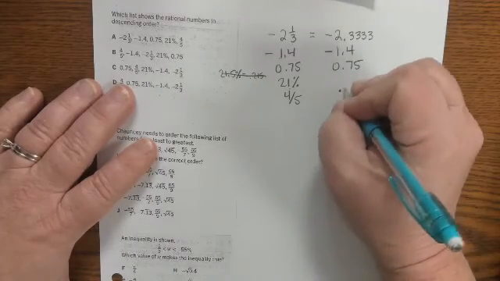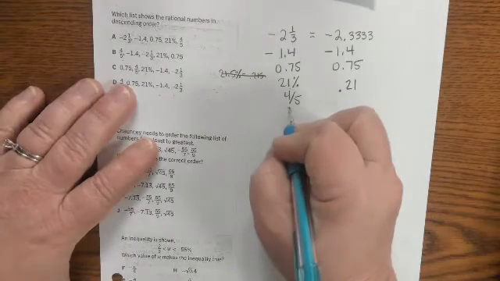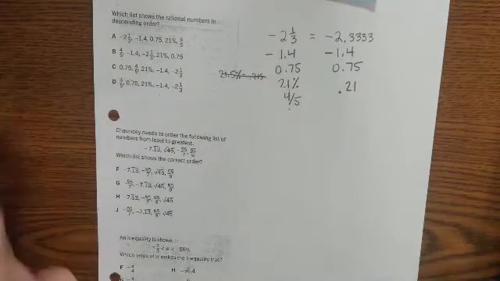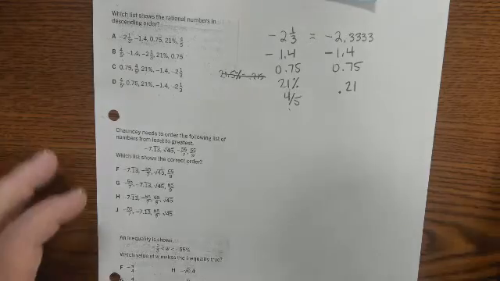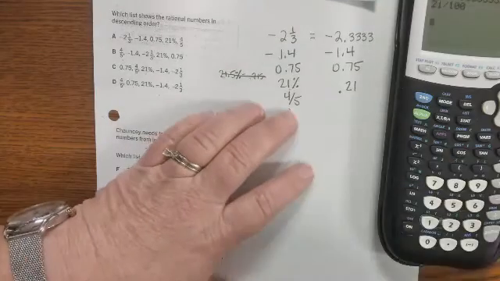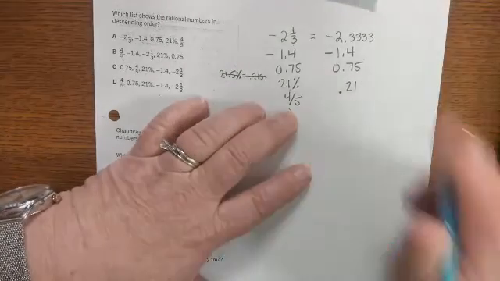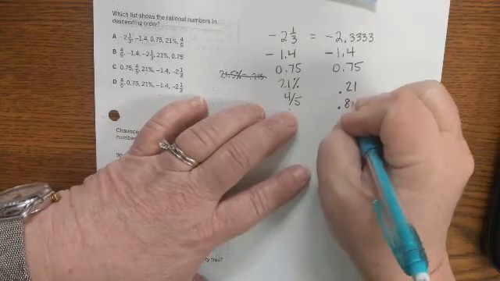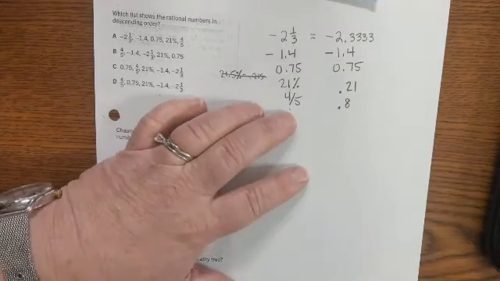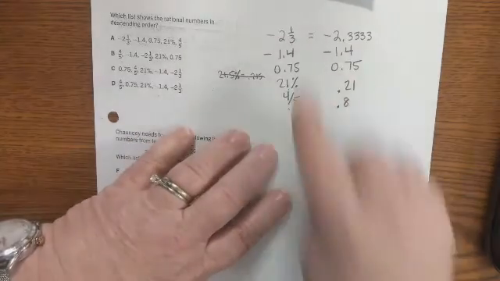So I'm going to write 0.21, and then 4/5 you can put in as 4 divided by 5, and when you put it in, you're going to find out that it's 0.8. Okay? And it would do that in your calculator, but you've got to recognize which one is which.